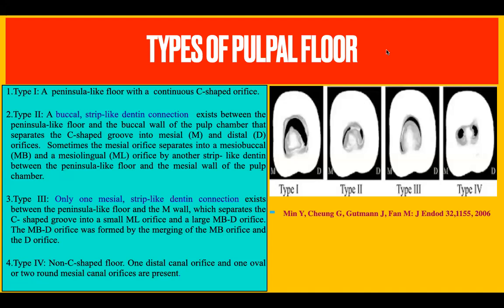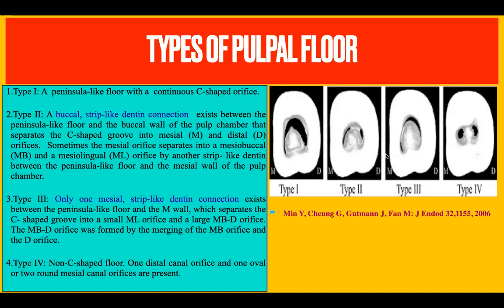C-shaped canal configuration can also be classified on the basis of types of pulpal floor. So there are basically 4 types. In type 1, it is a peninsula-like floor with continuous C-shaped orifice. Type 2, a buccal strip-like dentin connection exists between the peninsula-like floor and the buccal wall of the pulp chamber that separates C-shaped groups into mesial and distal orifice. Sometimes the mesial orifice separates into mesiobuccal and mesiolingual orifice by another strip-like dentin between the peninsula-like floor and mesial wall of the pulp chamber.